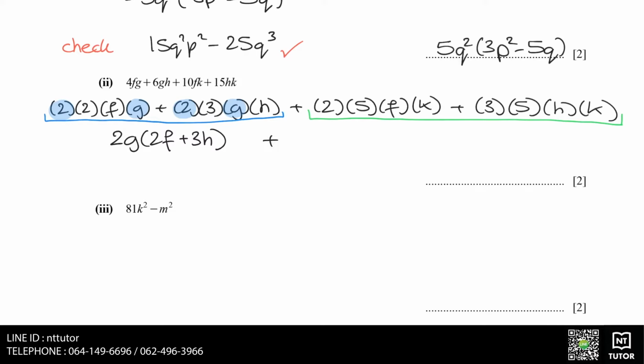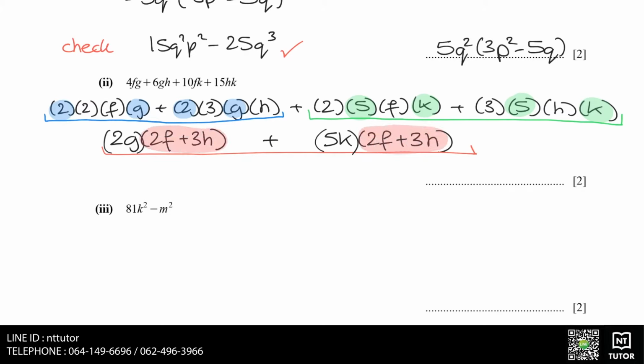For the last 2 terms, they have 5 and k in common. So we can take 5k outside the bracket, and the remaining terms will remain in the bracket. The remaining terms are 2f + 3h. So now we have 2 terms left in our expression. And notice that the brackets that the 2 terms have are the same. They both have 2f + 3h. This means that we can take 2f + 3h outside the bracket just like we did with the other common factors, and what's left would be 2g + 5k.